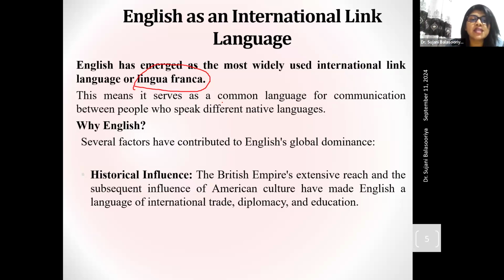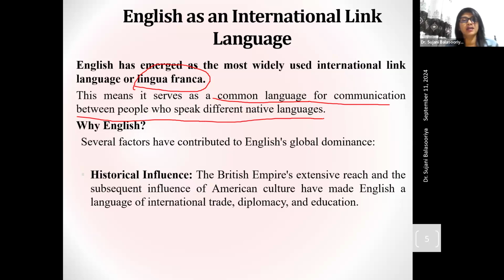This means it serves as a common language for communication between people who speak different native languages. Actually, this is the basic idea of lingua franca, right? Serving as a common language for the purpose of communication between or among people whose native languages are different. If their native languages are the same, then they don't have to have another language, no? But if their native languages are different, then they have to have something common to communicate, and that something common is what we call lingua franca, which is English, right?